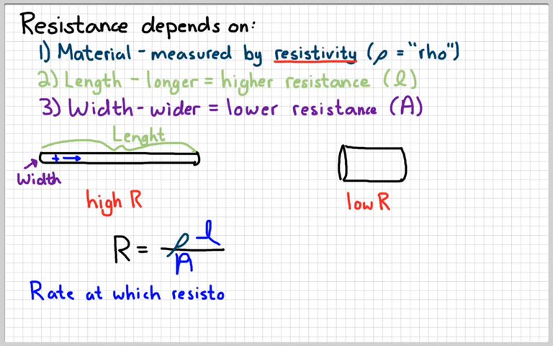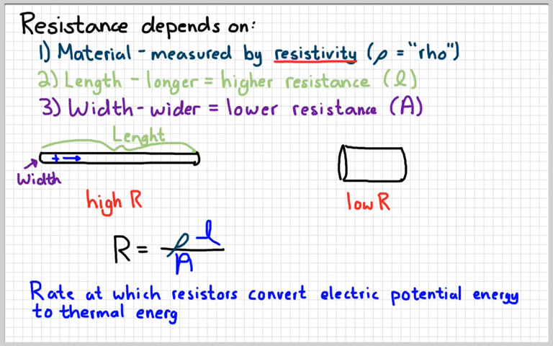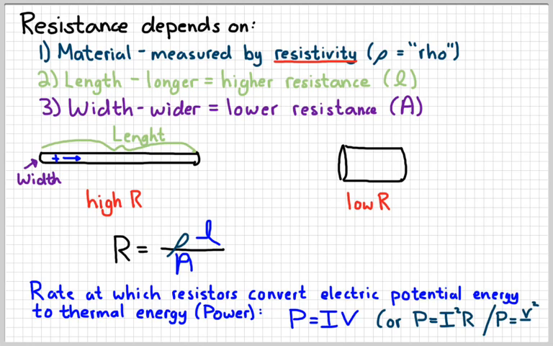The other thing that resistors do is they generate thermal energy. The rate at which resistors do that, and remember that rate at which energy changes is called power, is simply given by the current times the voltage. You can also find it through those two equations, which we'll derive later.